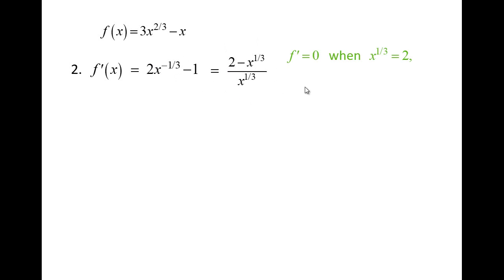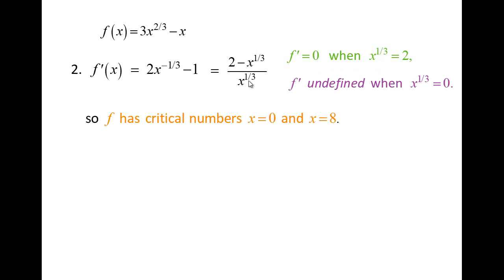We see that f prime is 0 when x to the 1/3 is 2, and x to the 1/3 being 2 means that x would be 8, and we see that f prime would be undefined when x is 0, right here. So f has critical points at 0 and 8. Okay, we're getting 8 out of this equation and 0 out of this equation.